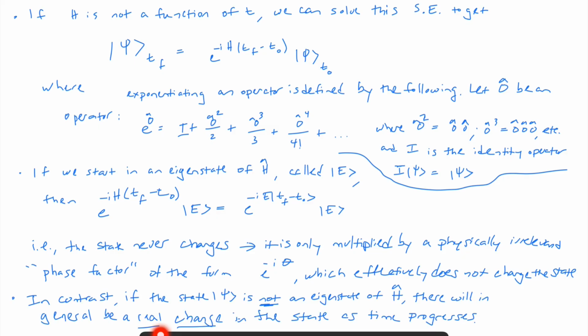Now, in contrast, if we start off in a state psi at a given time t sub 0, and this psi is not an eigenstate of H, and you still hit it with this to see its evolution, there will definitely be a real change in the state as time progresses. You are going to get a different state, which is not just a multiple of the original state, it's some combination of other states. So then there's real change. This is from quantum mechanics.